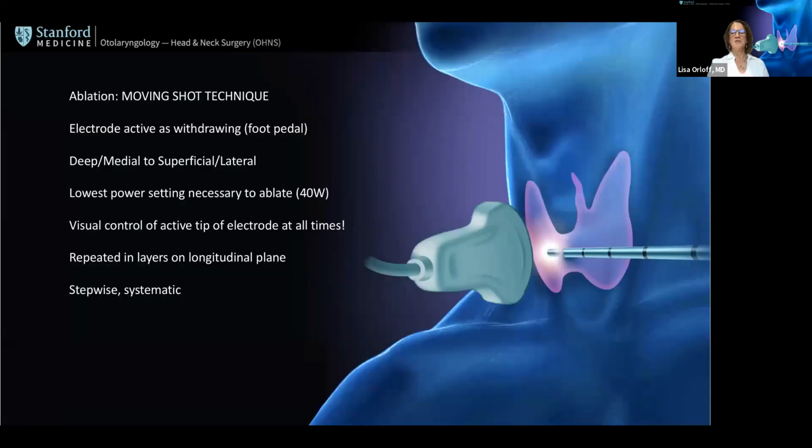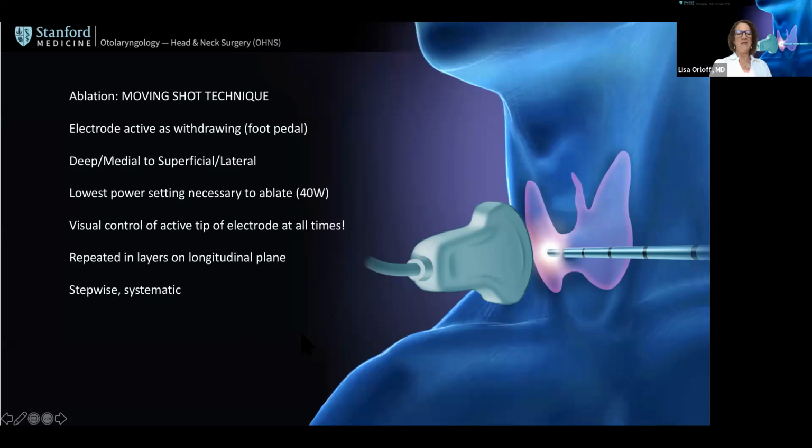So this is using the moving shot technique, where the electrode is active as the electrode is being withdrawn, going from deep and medial to superficial and lateral, ablating at the lowest power setting possible, and visualizing the active tip of the electrode at all times.